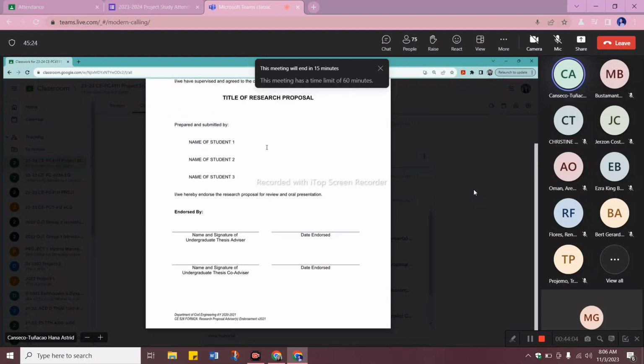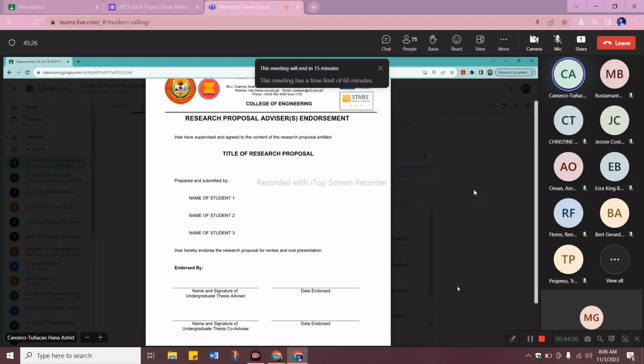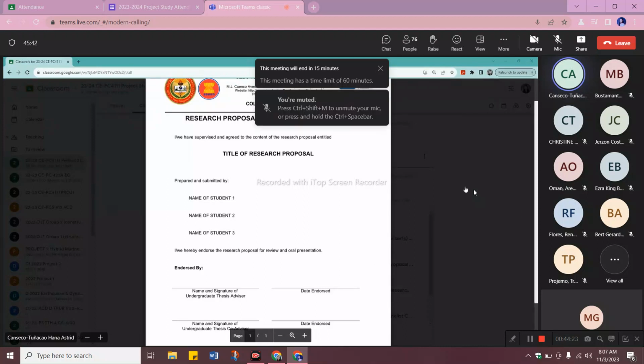Why is this the first page? Because it's the only thing the coordinator will look at, indicating that this document has been approved by the advisor and is thus ready for scheduling and proposal hearing. Clear? Form 2A? Yes, ma'am. Okay. Without the endorsement, you will not be given a schedule.